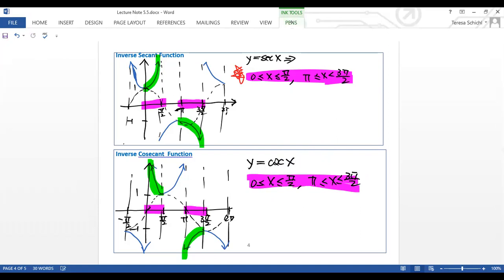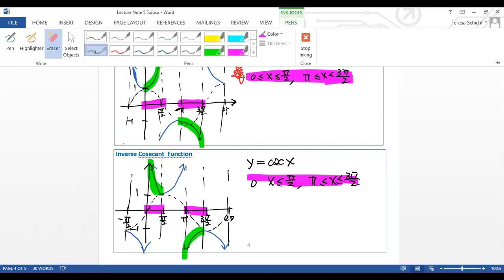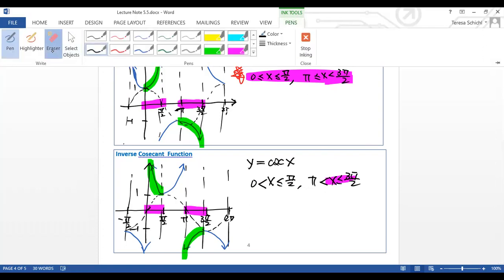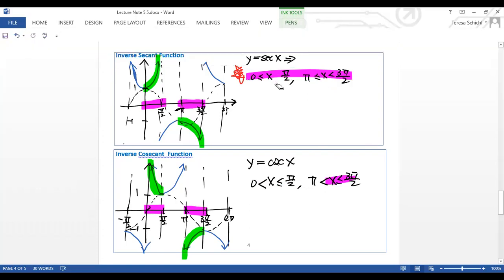I need to be careful here: when you go to the asymptote, you don't have the equal sign. So the pi here doesn't have the equal sign. I need to be careful about my notations. This one I took care of. The only one I did not pay attention to is this one, which cannot have an equal sign. Okay, I think I took care of all of them. So be very careful about those restricted domains for the different functions.